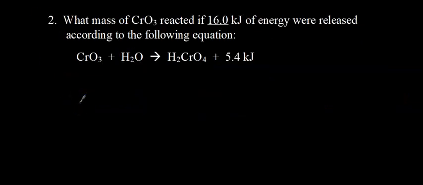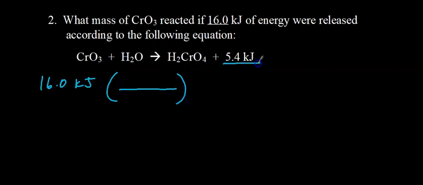All right, let's take a look at the next one. What mass of CrO3 reacted if 16 kilojoules of energy were released according to the following equation? So this time we're starting with kilojoules. So let's do that. And so we want kilojoules to cancel. So again, this reaction is exothermic. So let's put 5.4 kilojoules there.